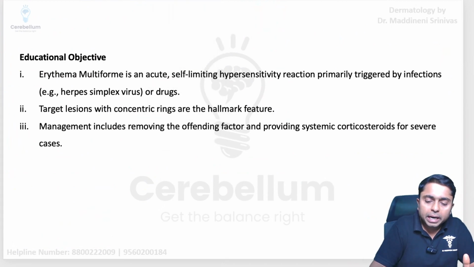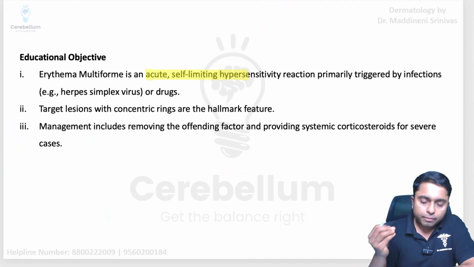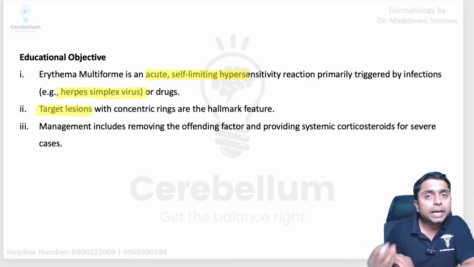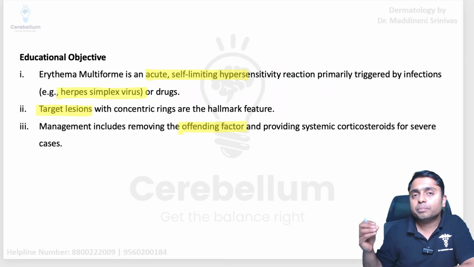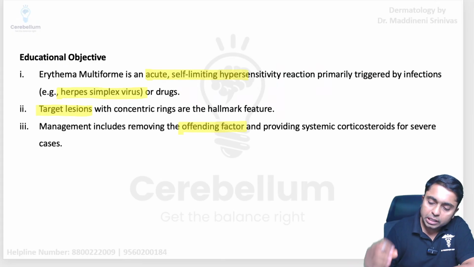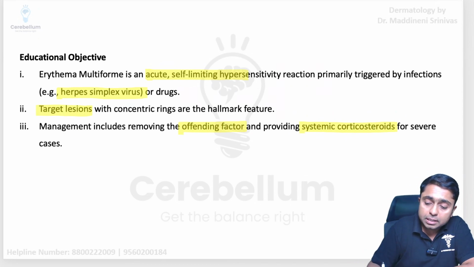So just to summarize erythema multiforme, it is an acute self-limiting hypersensitivity reaction which is mediated by CD8 plus T lymphocytes, and the most important trigger is herpes simplex viral infection, and target lesions can be seen. These are also called iris lesions or bullseye lesions. Management includes stopping the drug if the cause is drugs, and treating the infection if it is due to herpes. If it is mild, you can just give some topical steroids and antihistamines, but if it is severe, give systemic steroids and admit the patient.